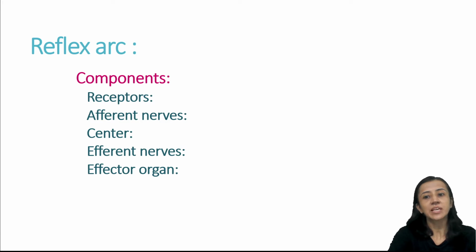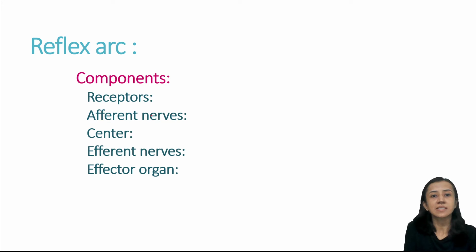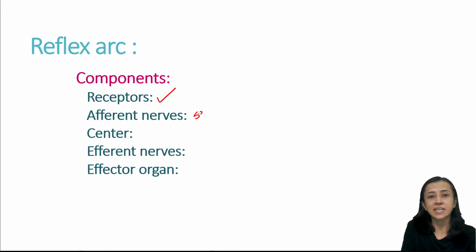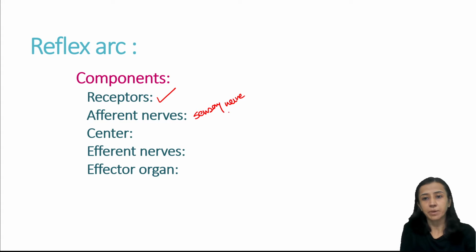Reflex arc has mainly five components. Number one, that is receptors. Receptors or sensory receptors receive the stimulus, and they generate impulse or action potential in response to stimulus. Second is afferent nerve, which is also known as sensory nerve. It transmits sensory impulses from the receptor to center.